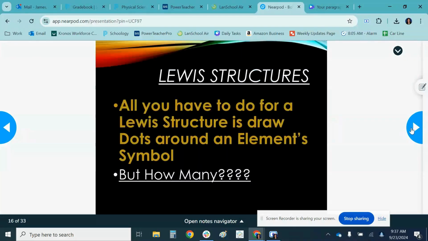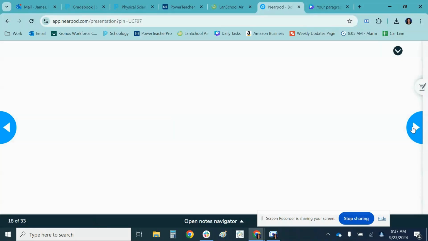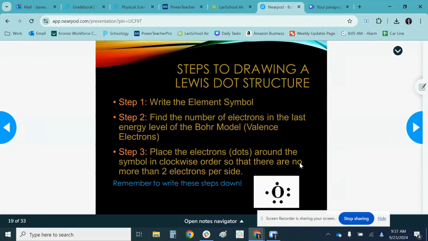Lewis dot structures are going to use the valence electrons instead of all of the electrons. So first we'll draw the symbol, and then we use the valence number of electrons. So for oxygen down here at the bottom, oxygen is in group 16. So drop the 1, it will have 6 valence electrons. So you'll place 6 electrons around the symbol O.